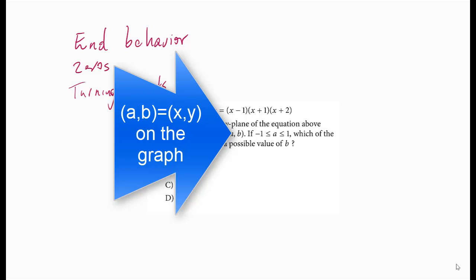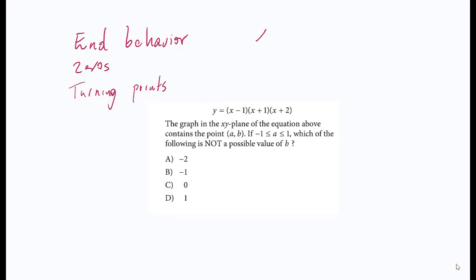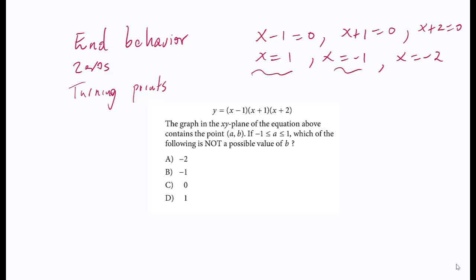So let's jump into it first by finding the zeros. So we're going to have x minus 1 equal to 0, then x plus 1 equal to 0, and then x plus 2 equal to 0. That gives us x equal to 1, x equal to -1, and x equal to -2. So these are the zeros that we have. Now, we can use this to sketch the graph. So to sketch the graph, I'm going to have -2, -1, and 1. Those are the zeros for the graph.